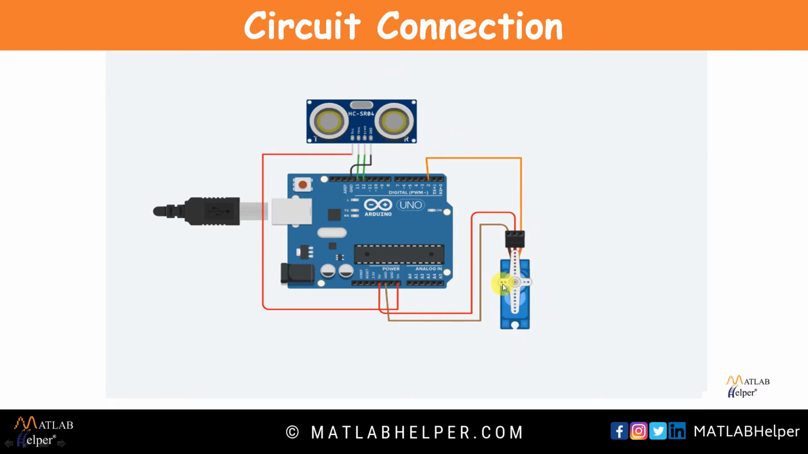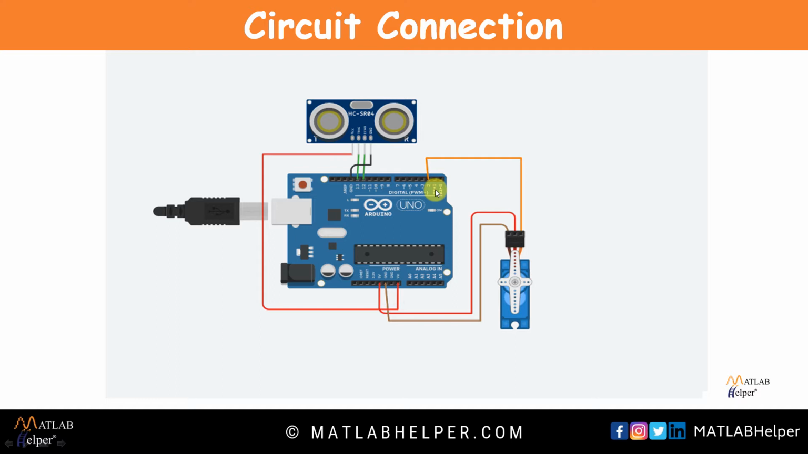Now I am connecting the servo motor. As we can see, the brown one is the ground pin, so I am connecting it with the ground pin of the Arduino. The next one is for the 5 volt power supply, so I am connecting this with the 5 volt of the Arduino, and the orange one is the signal pin, which I am connecting to a digital pin of the Arduino, that is pin number 2.